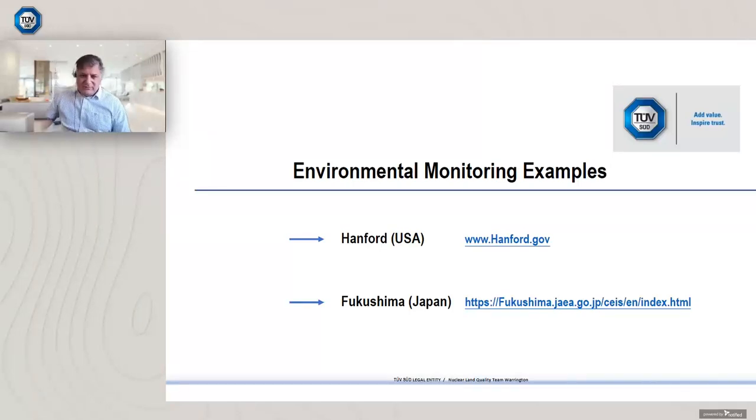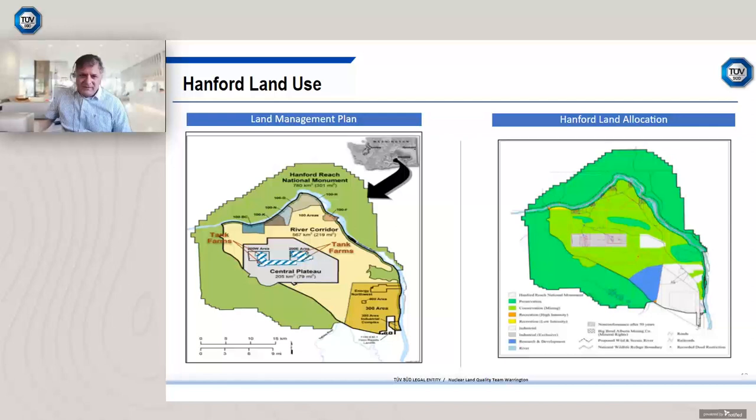I picked up two examples for monitoring. DATQ is freely available, publicly available data sets, and so for the next few minutes, we'll discuss these two slides. So I looked at how environmental monitoring has historically been carried out at Hanford in the United States. It's one of the biggest nuclear sites in the world. And on your left, you should have a land management plan. On the right, you should have a land allocation plan.